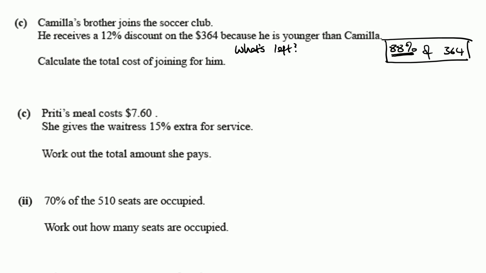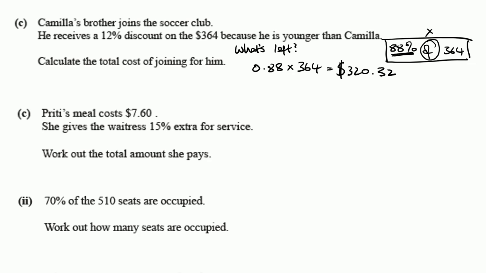Now 88% is 88 divided by 100, 0.88. And remember, whenever we see the word of in maths, that means multiply. 0.88 times 364 gives us 88% of 364, and that's how much he pays. On the calculator, that gives us $320.32. I would have got the same answer by working out 12% and then subtracting it, but this way is going to set us up better for compound interest problems later on.